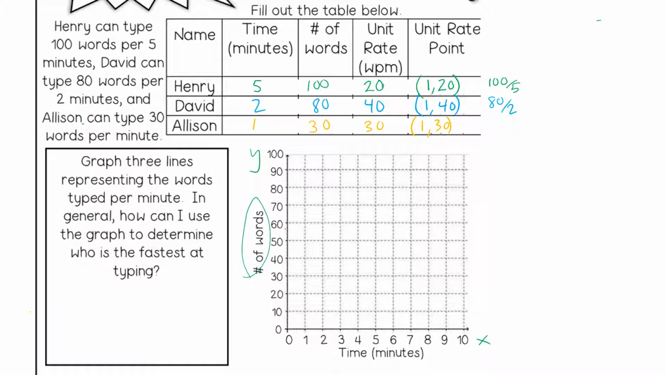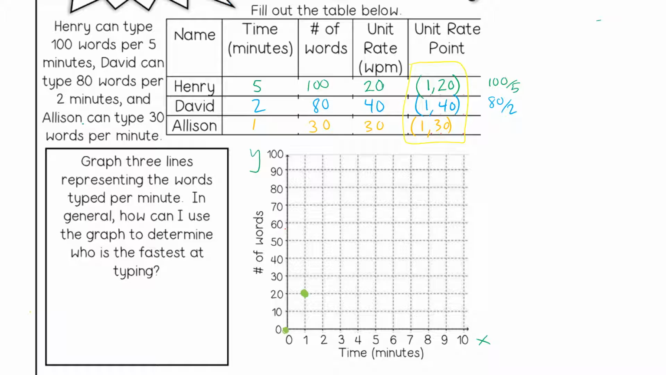Okay, graph 3 lines representing the words typed per minute in general. How can I use a graph to determine who's fastest at typing? Well, how about I graph first? I'll erase this. So I'm going to be graphing these points here, and I'll do Henry in green. So that'll be 1 and 20. So there he is right there. And we'll assume that if he doesn't type at all, he doesn't type any words. So 0, 0 right there.